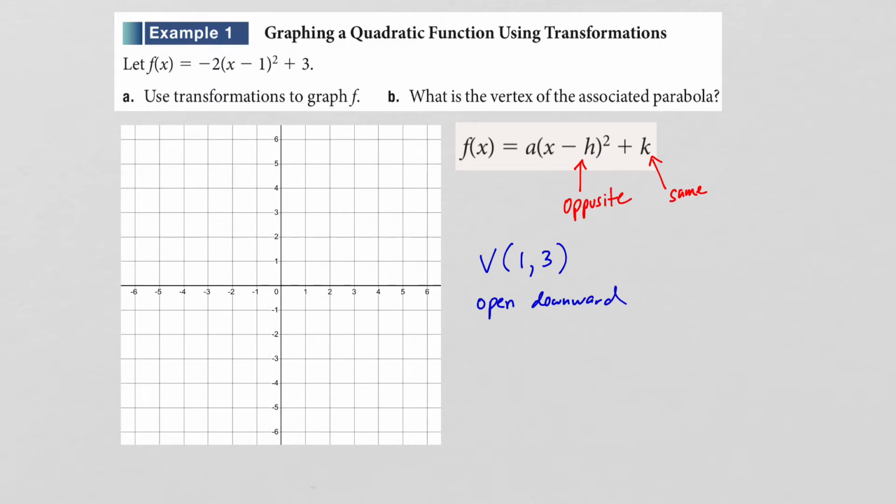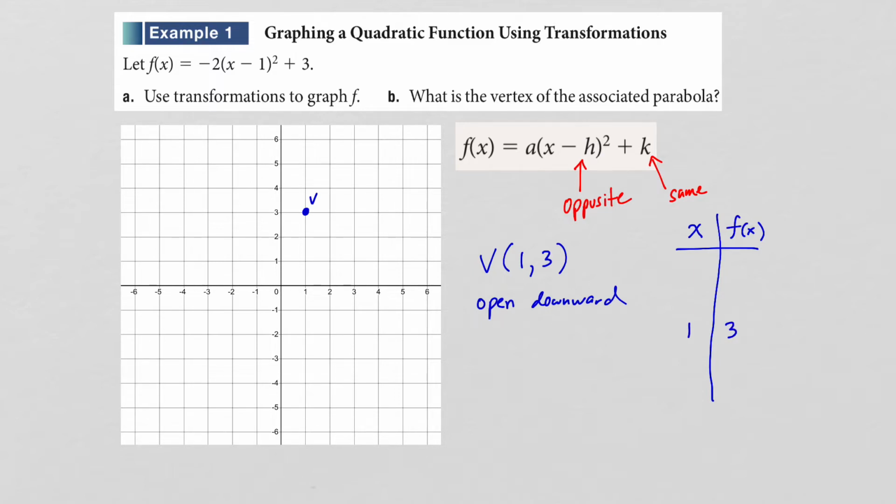And with that, we can actually graph the parabola quite easily. So we have a vertex is the point 1, 3, which is this point right here. And I'll write the letter V next to it to stand for vertex. And then now we just need to get some additional points on the function. So to do this, we can just make a table of some values. We have 1, 3 in the middle.